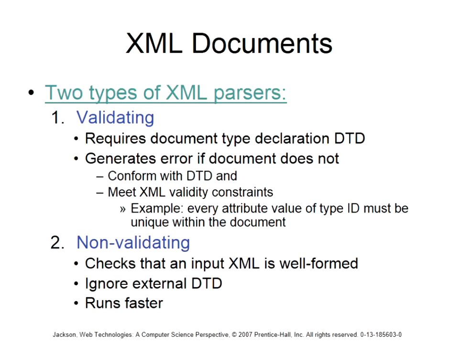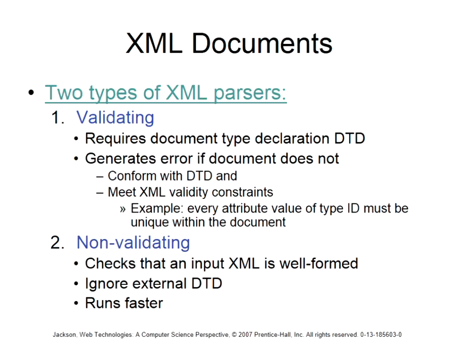For validating, when my XML parser is a validating one, that means it requires a document type declaration, the DTD file. And this parser generates an error if the document does not conform with the DTD. An example of error: for example, we use a tag, and we cannot find this tag in the DTD file. This is an error.